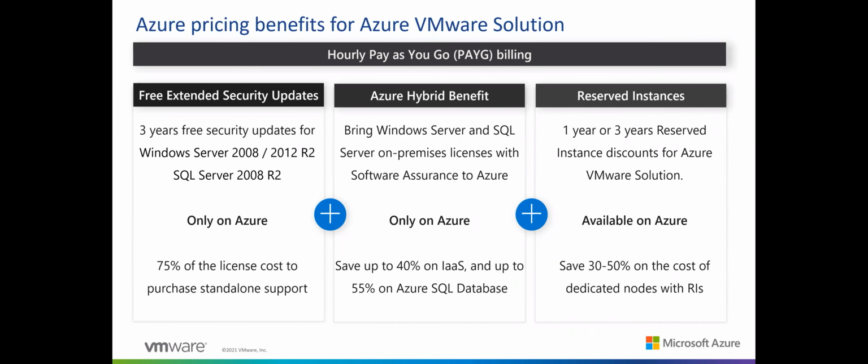AVS is sold entirely by Microsoft and can be purchased via pay-as-you-go, 1-year and 3-year reservations. 3-year reservations are the most cost-effective, with approximately 30 to 50% cost savings from pay-as-you-go. Again, if you want to see additional content on how AVS can save your organization money, please stay tuned. We're going to be having deep dive sessions on cloud economics and comparisons for total cost of ownership.